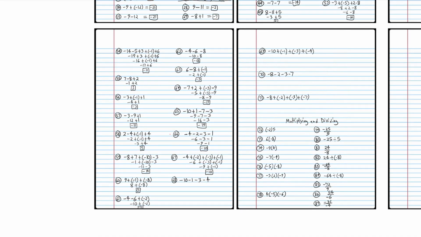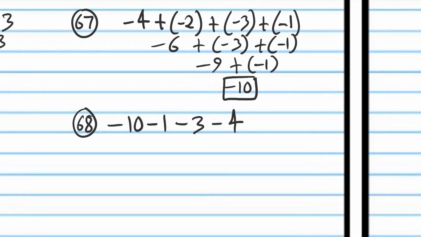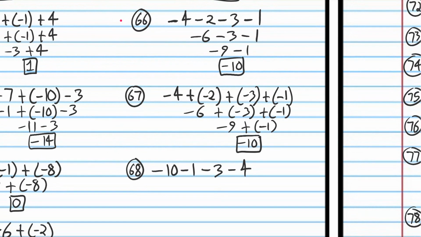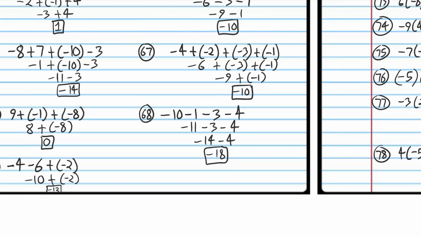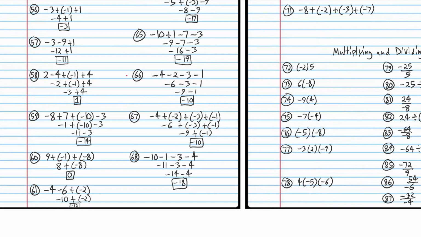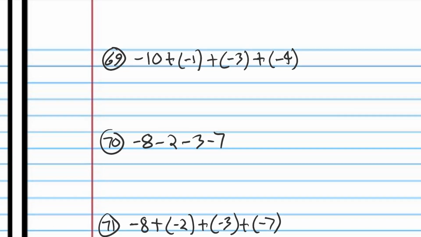So let's see here. Why don't you attempt one of those problems, and when you come back, we'll do it together. Pause the video. All right, we're back. Negative 10 minus negative 1 is negative 11. Negative 11 minus 3 is negative 14. Negative 14 minus 4 is negative 18. So if you got negative 18, good job. And the above problem is exactly the same as the problem you just did. You're just going to end up with negative 18.